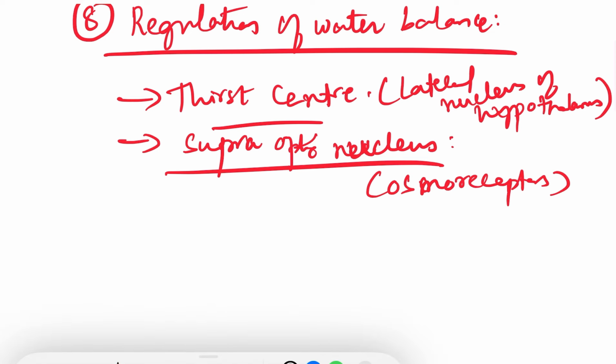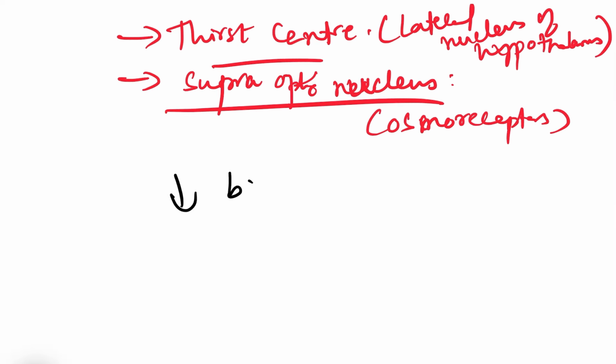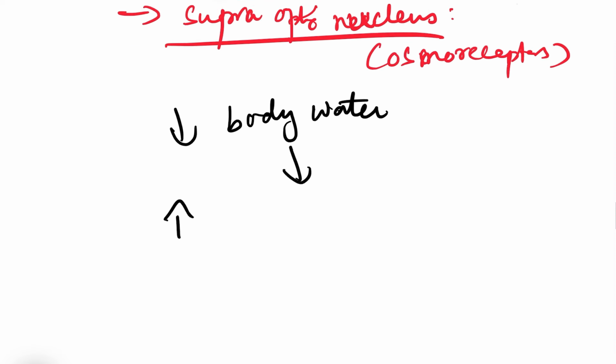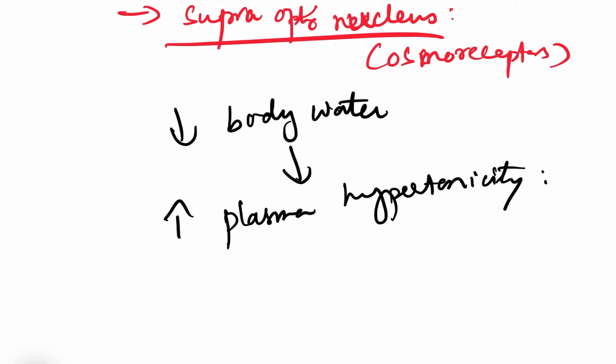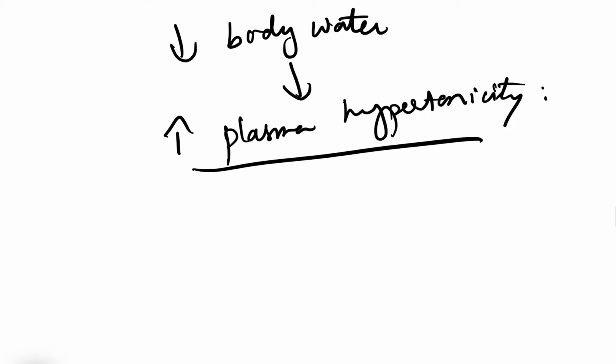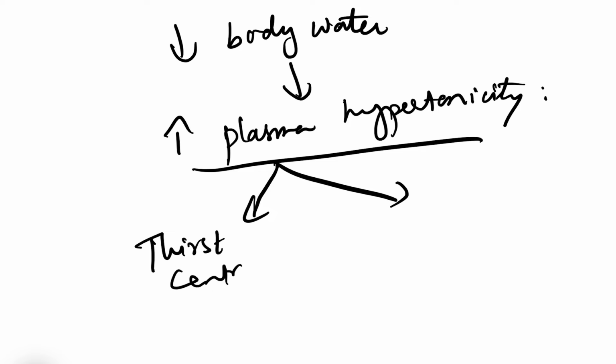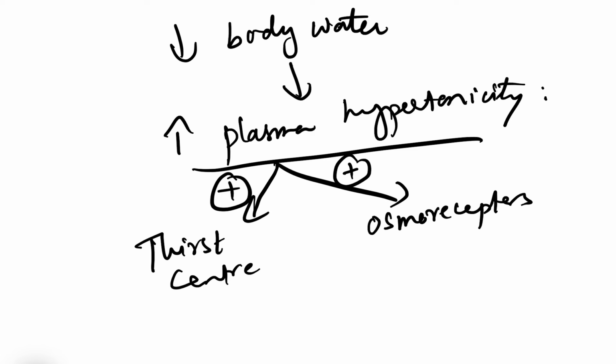How will it control the water balance? Let us discuss. Suppose there is a decrease in the total body water. What will it lead to? It will lead to an increase in plasma hypertonicity, because of the decreased body fluid or body water. This increase in plasma osmolarity will stimulate the thirst center in the lateral hypothalamus, as well as the osmoreceptors in the supraoptic nucleus.